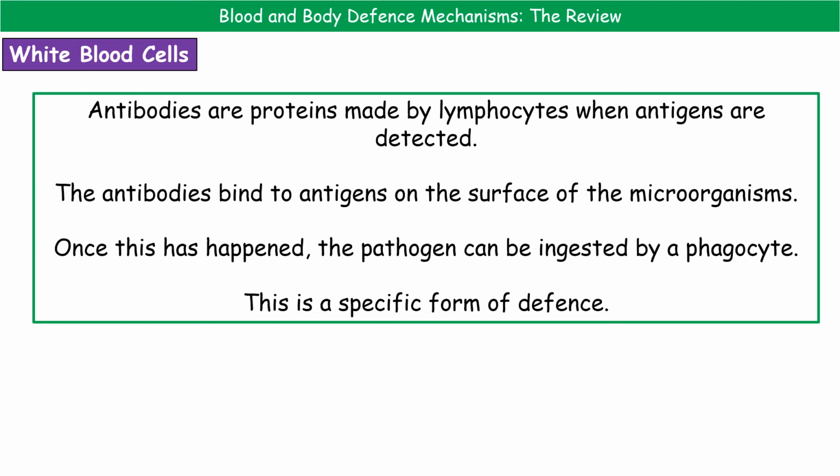The process of that you will not need to know about unless you go on to do A-level biology, when we'll look at it in more detail. And the key thing about this is it's what we refer to as a specific form of defense. By that we mean each antibody is specific to one antigen. So for each antigen, you have to make a different antibody.